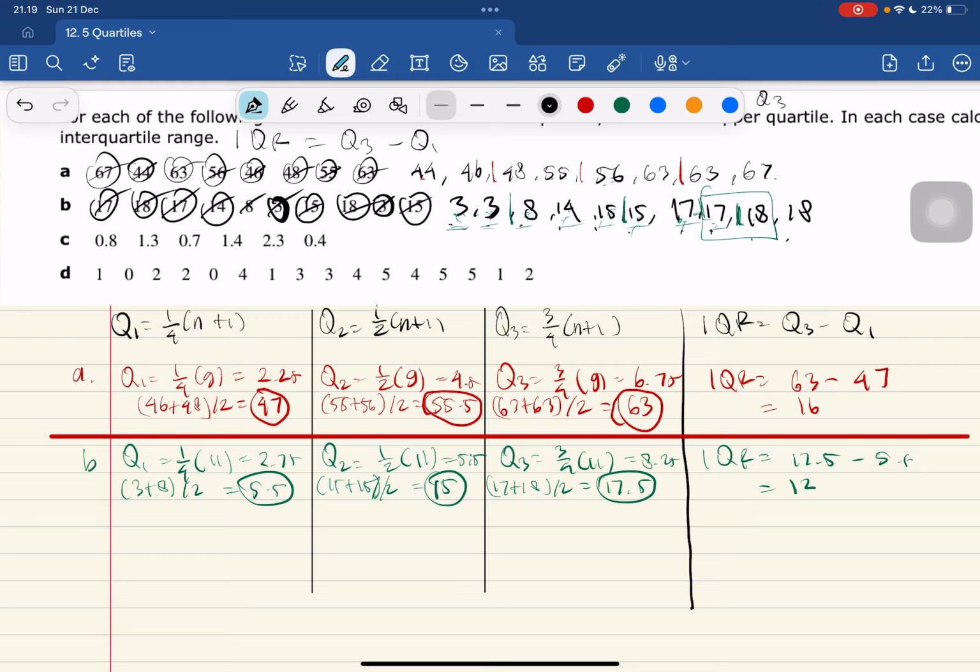Next, here we can rearrange again from the smallest: 0.4, 0.7, 0.8, 1.3, 1.4 and 2.3. So how many numbers are there? 1, 2, 3, 4, 5, 6. 6 numbers.